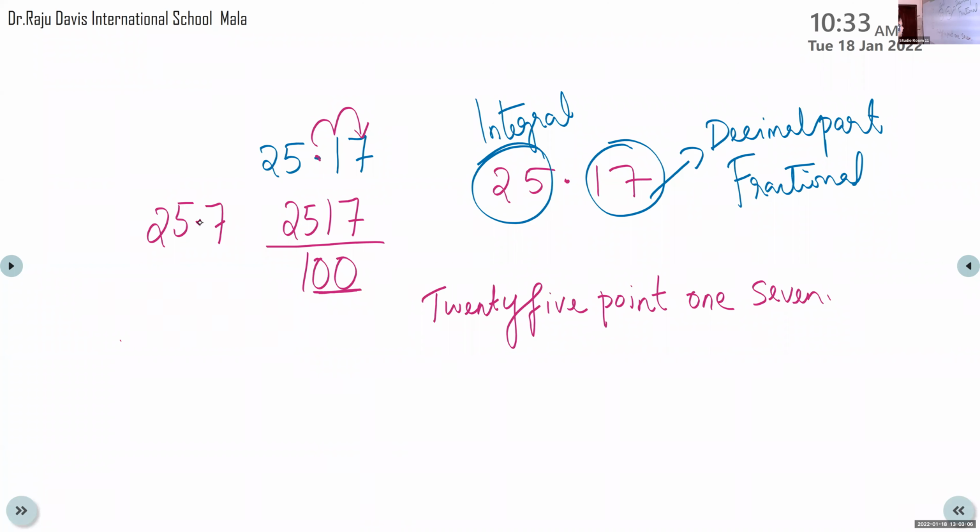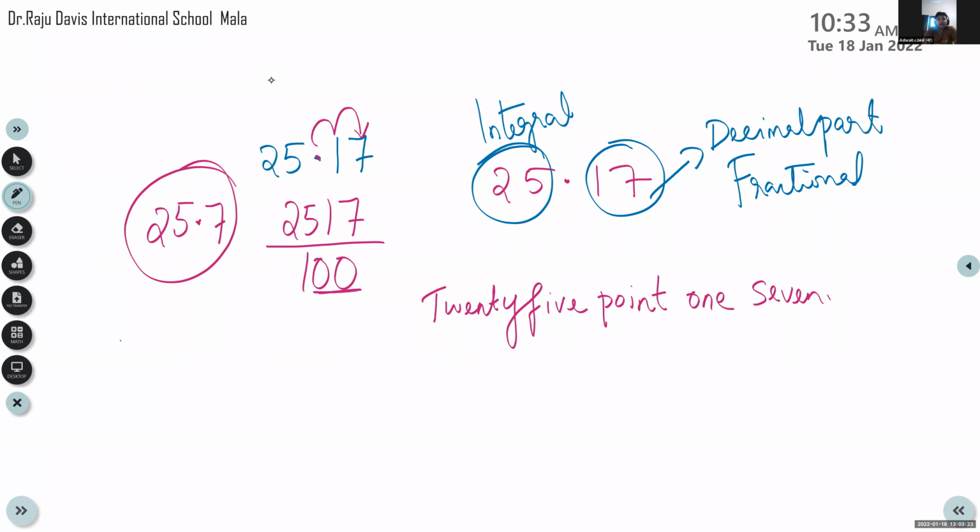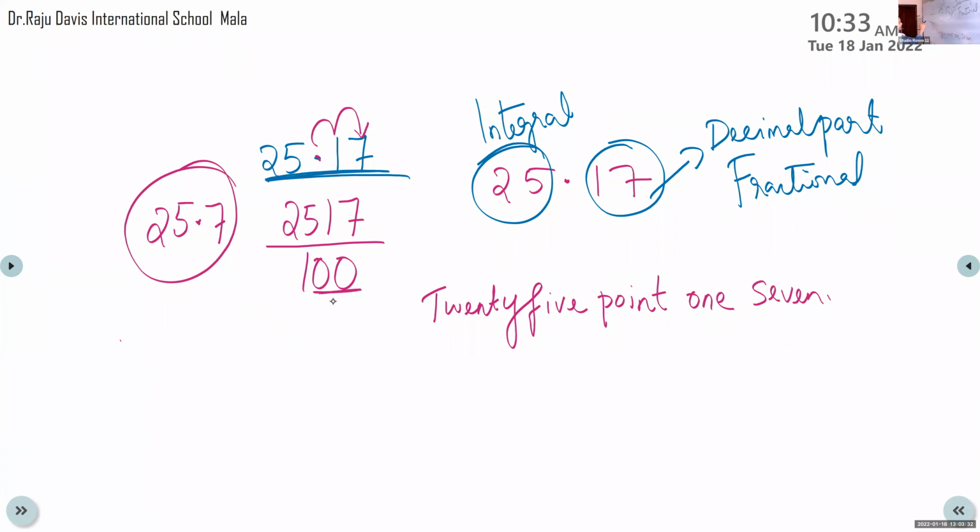Okay, so children, I have written one more question here. 25.7. I want to write this in fraction. Yes, Akshara, what's the answer? My dear, this is the question. 25.7 is already decimal. I want fraction. Here, what we have done: 2517 by 100. What is the first step? Write the number without the decimal point.